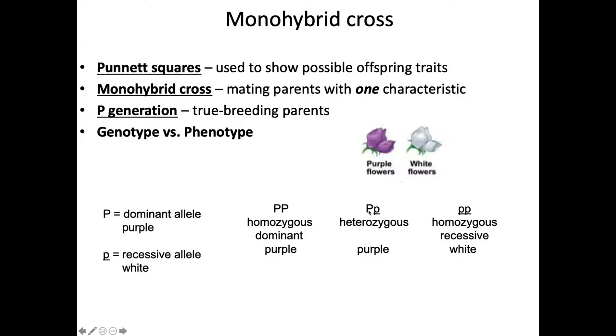The third combination we can get is two different alleles. We can get a dominant allele from mom and a recessive allele from dad, so we have two different alleles, hence we are heterozygous. Hetero means different. And since we have one dominant allele, this dominant allele will mask the expression of the recessive allele, so our trait, what's going to be expressed, is the purple flower color.